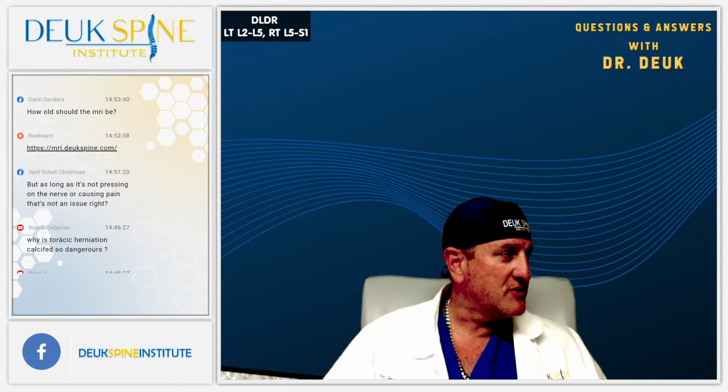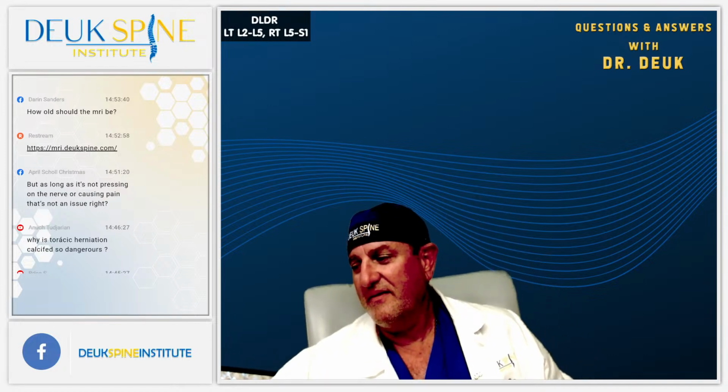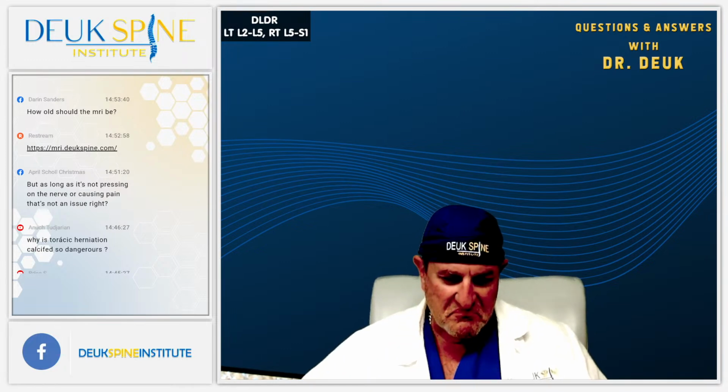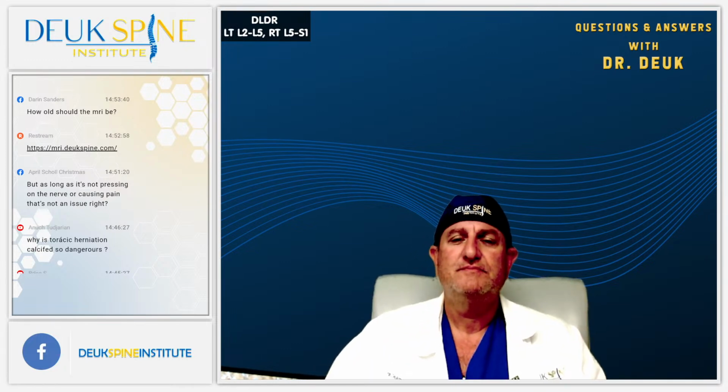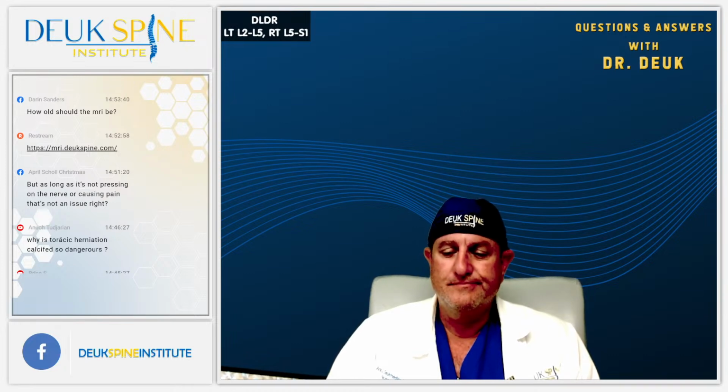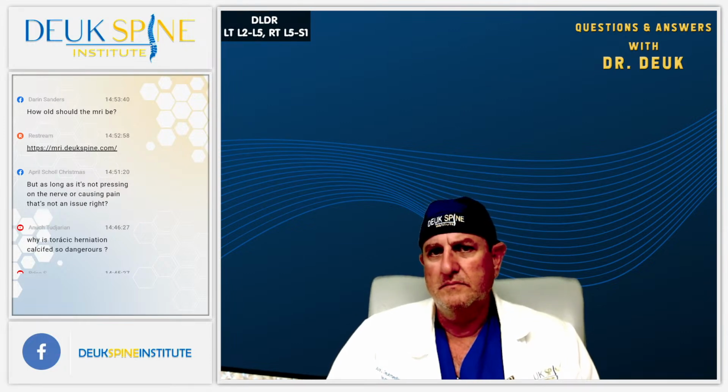All right, we'll take our questions. The first question comes from April on Facebook. This was a follow-up to the previous question of why a calcified thoracic herniation is so dangerous. April's question is, as long as it's not pressing on a nerve or causing pain, that's not an issue, right? Yeah, April, you are correct.